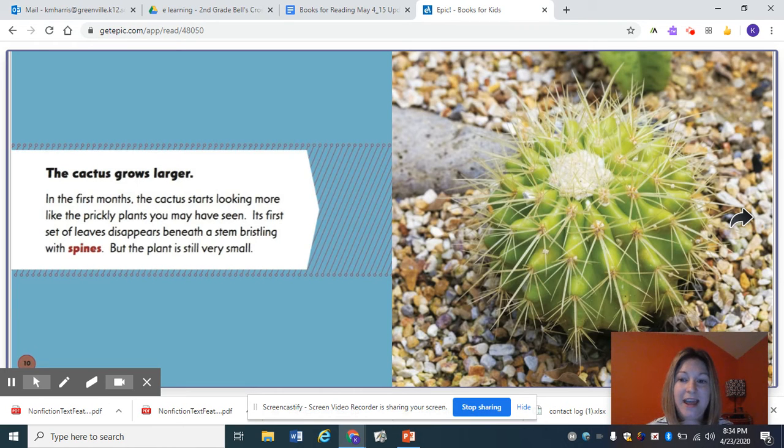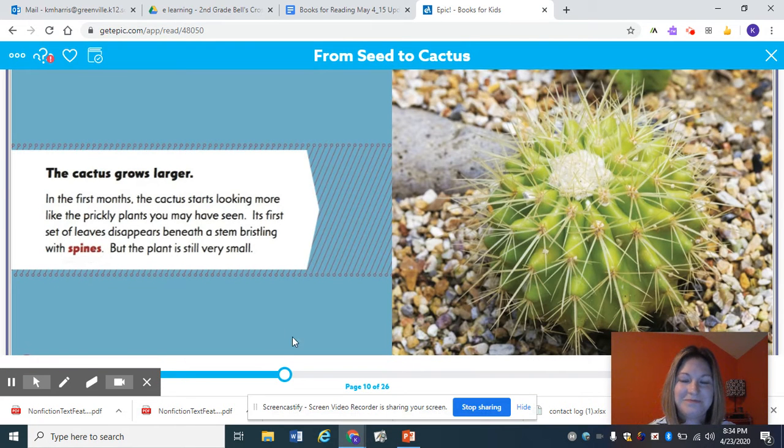So we also have a word with special type here. And can you point to it? So that word is spines right here.